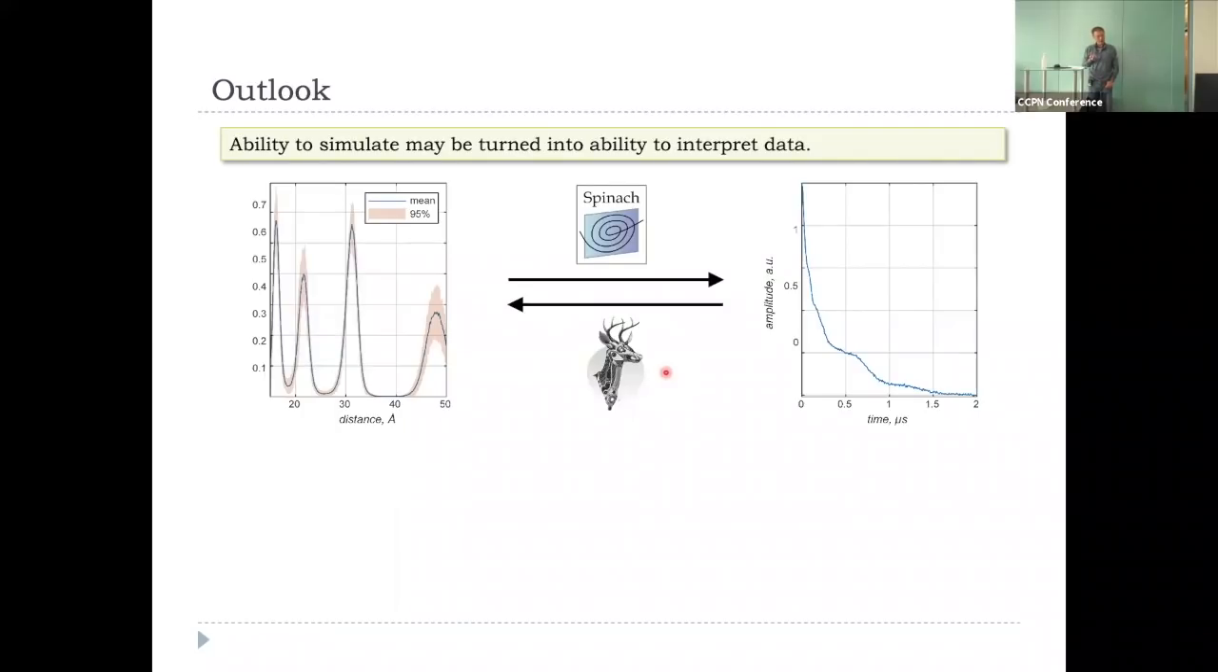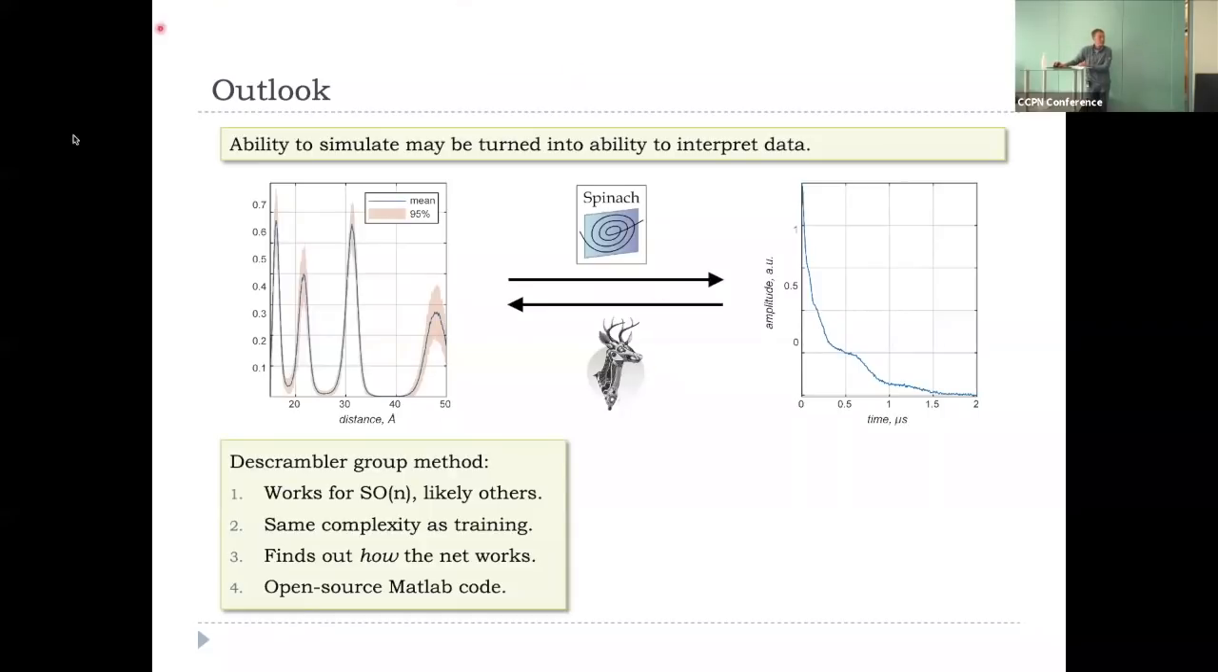And as far as I can see now, the ability to simulate by Spinach or anything may be turned into the ability to interpret data. If you can generate a couple of billion instances of synthetic experimental data with a couple of billion instances of the right answer, you can train the neural net, which will then be interpreting your real data and be resilient to noise, distortions, and other such things. So this Descrambler group method, that horrendous mathematics that I've shown you, actually works on fully connected nets and opens the black box.